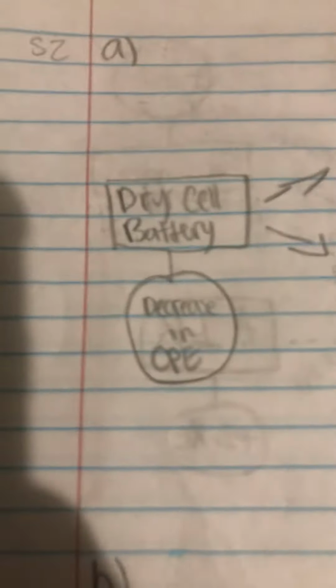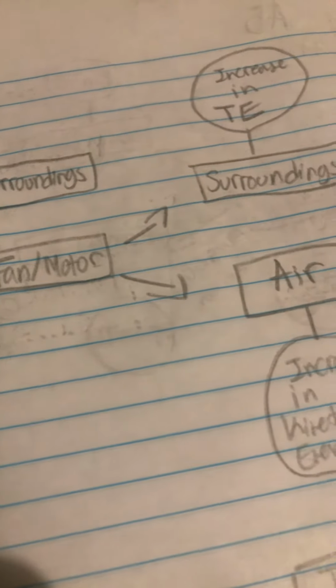Moving on to part 2, it asked me to do the same thing, but it being in its equilibrium state. So what I put for that is the dry cell battery for this part gives energy off to the surroundings and the fan and motor, and the fan and motor gives energy off to the surroundings and air. So for this circle, I put decrease in chemical potential energy.